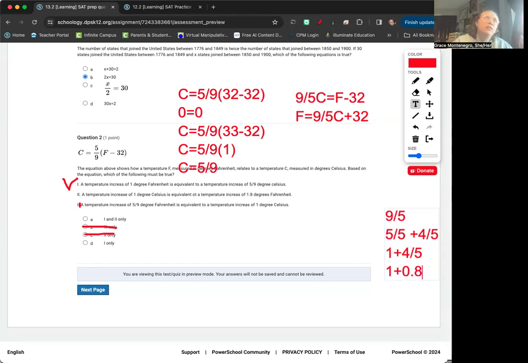You can do this in a calculator. It goes way easier. You could do it with long division. I don't know if you know how to do long division. Thinking about $20 bills is easiest for me. But yeah, 1.8 is the Fahrenheit conversion.